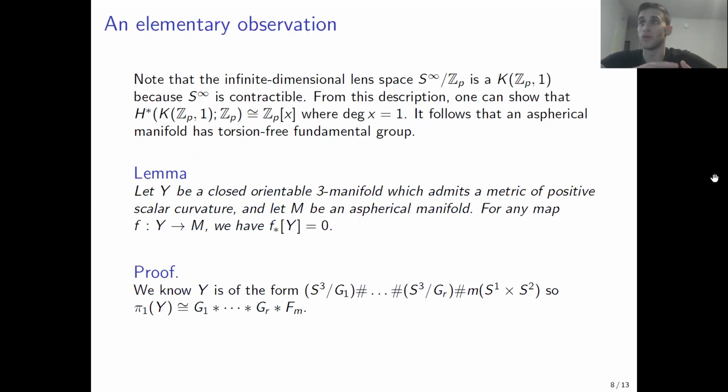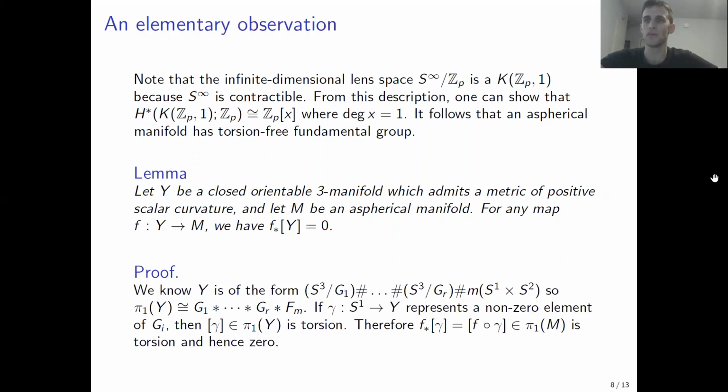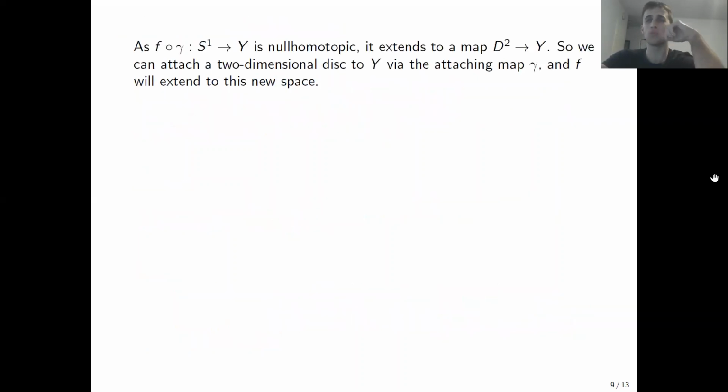First of all, we know what the positive scalar curvature three-manifolds are. They all look like a connected sum of quotients of S^3 and copies of S^1 cross S^2. So in particular, its fundamental group is a free product of some collection of finite groups and a free group. Now let gamma be a representative of a non-zero element of one of these finite groups. Because it's a finite group, this element will be torsion. Then if we look at the induced element in the fundamental group of M, that's also torsion, but pi_1 of M, being an aspherical manifold, is torsion-free, so this element is actually 0. So this element is 0, which means that the map is null homotopic.